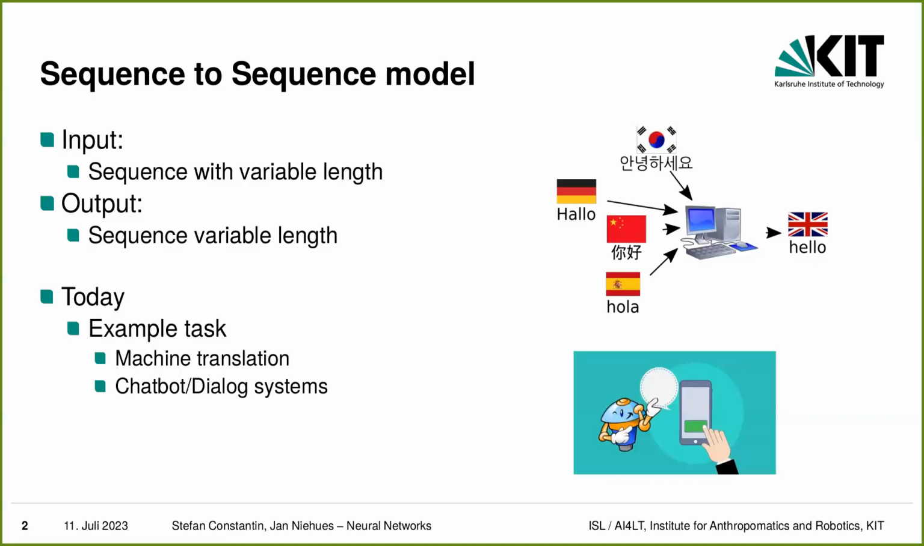And you need this to achieve different tasks. If you just do sequence labeling, for example, the output sequence has the same length as the input. But with the tasks we will be talking about today, the input and output have different lengths. So today we'll be talking about machine translation, and later my colleague will be talking a bit about dialog systems.